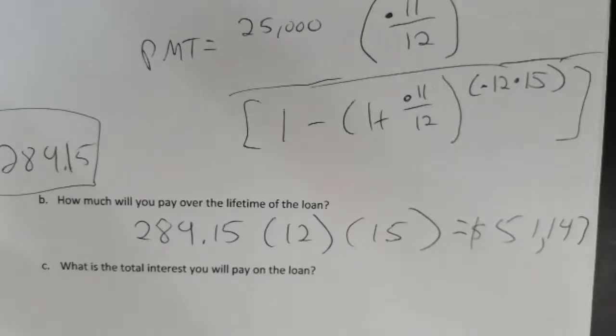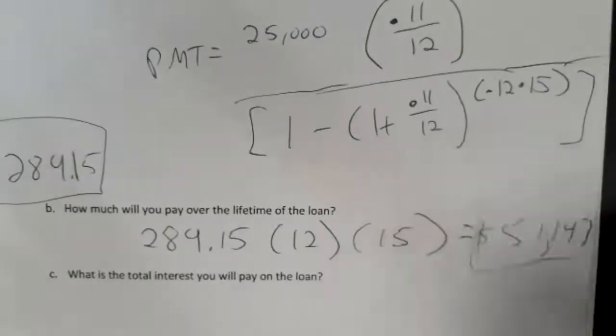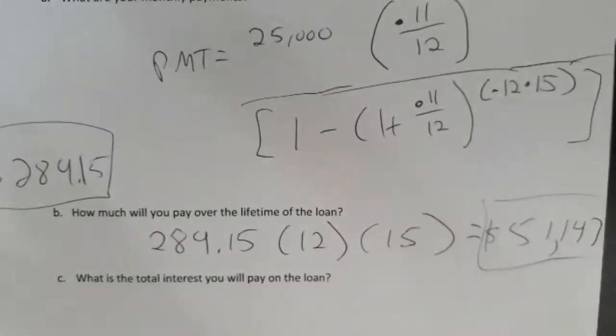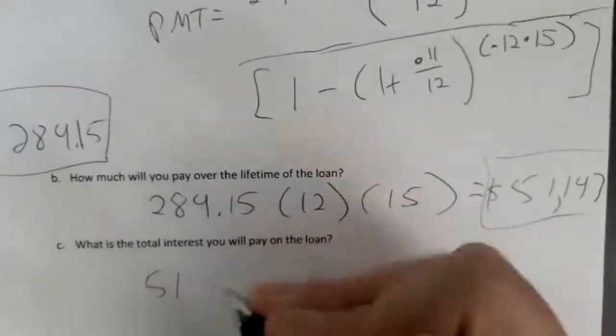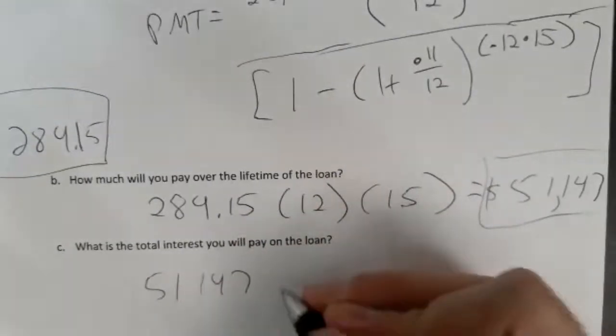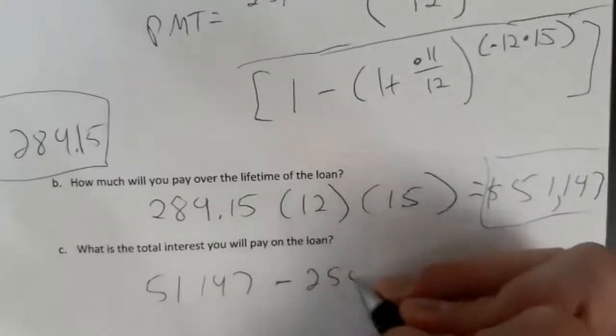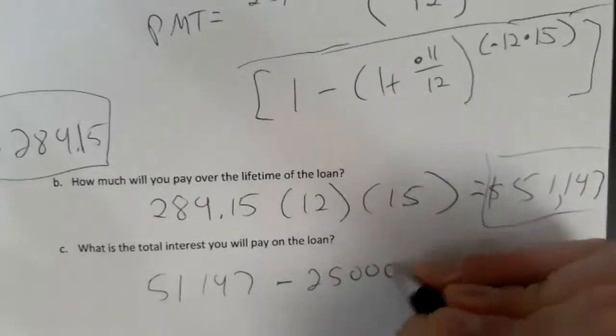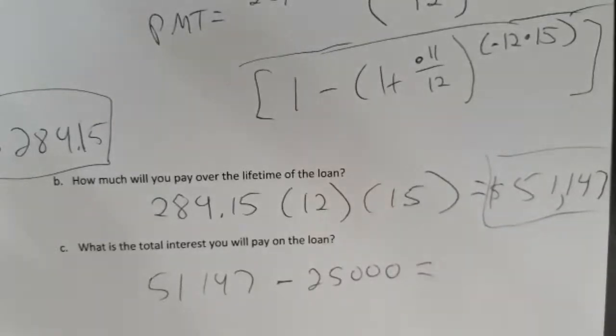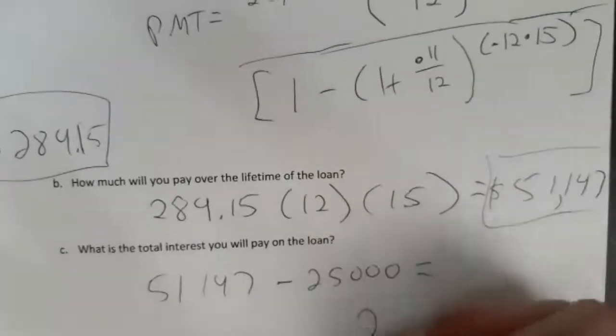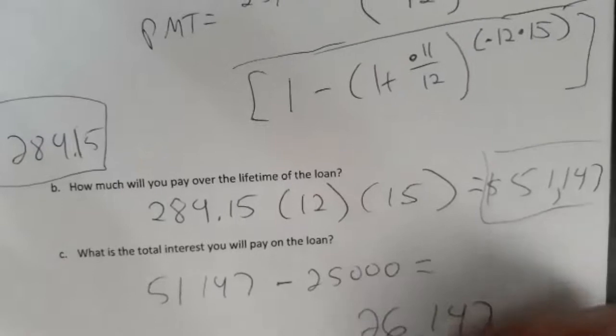So what is the total interest that you will pay on a loan? So this is the total that we pay for. This is all the payments that we make. So if we take all the payments that we make, which is 51,147, and I think about how much more this is than my loan principal, if I'm subtracting these two, I should get 26,147.